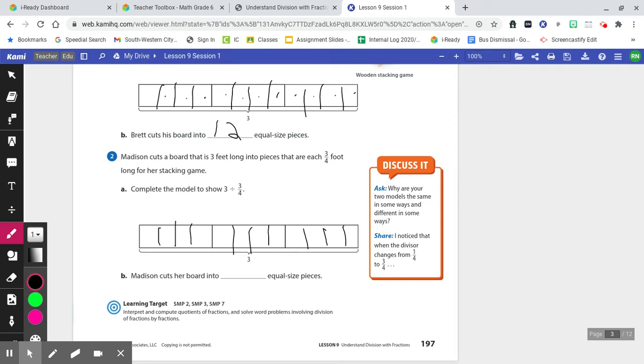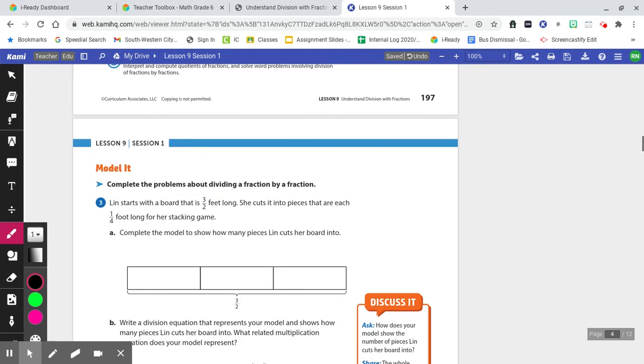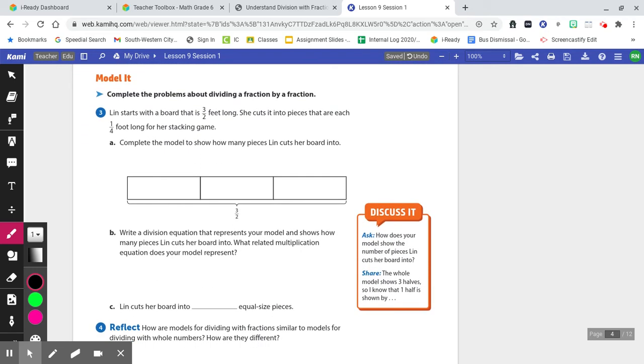And then I'm going to count groups of 3/4. Here's 1, 2, 3, 4. So after she cuts her board, she has 4 equal size pieces. So if you just ask yourself, how many 3/4 go into 3? Let's turn to the next page, 198. Complete the problems about dividing a fraction by a fraction. So now we're going to have a fraction to start with.